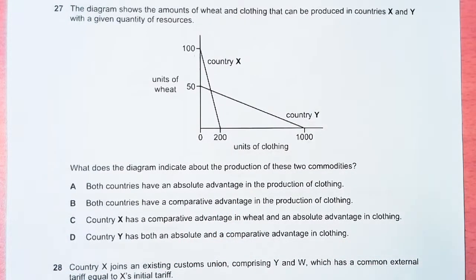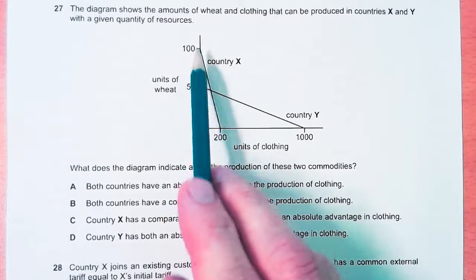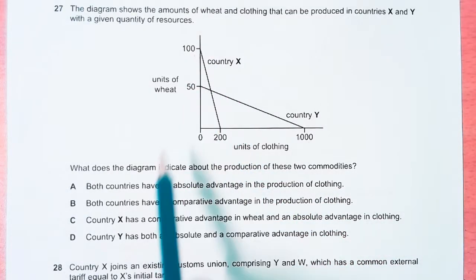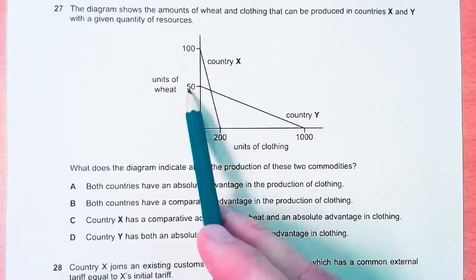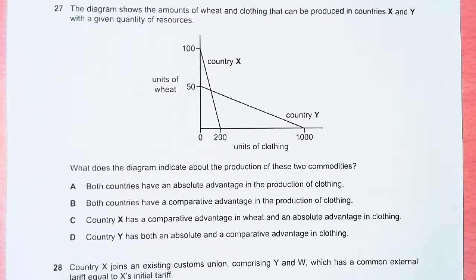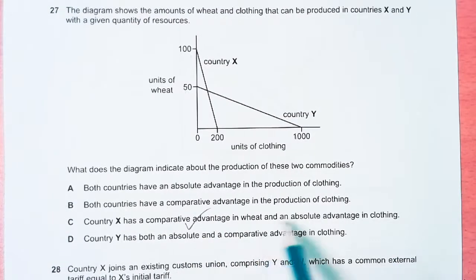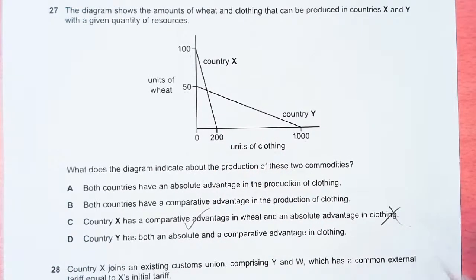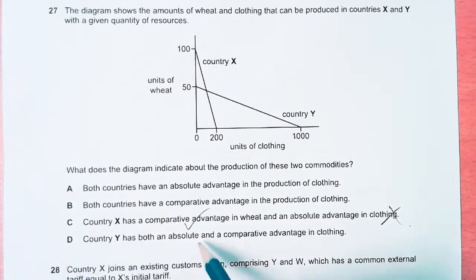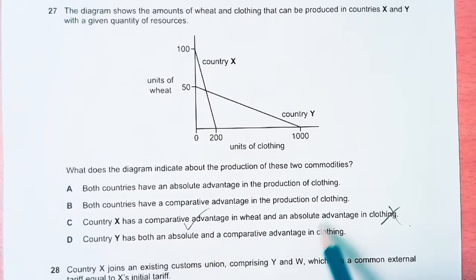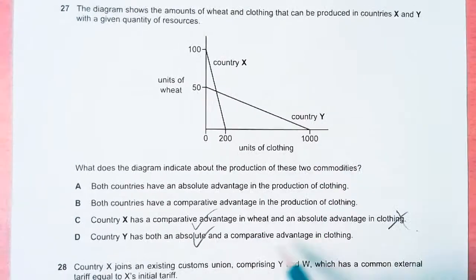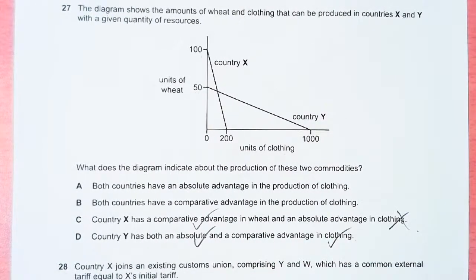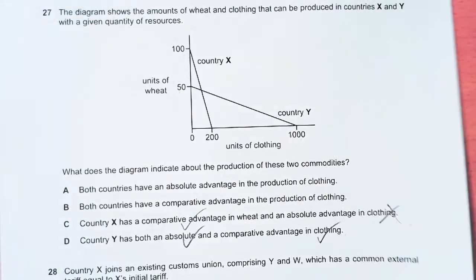Okay, so we can see that they can produce at 1 to 1/2, whereas here we're looking at 1 to 20. So yes, that first part is true. And an absolute advantage in clothing. Well, that's just not true. Country X does not have an absolute advantage. Country Y has both an absolute and comparative advantage in clothing. Yep, it does. And yes, it does. Okay, so the answer would be D.